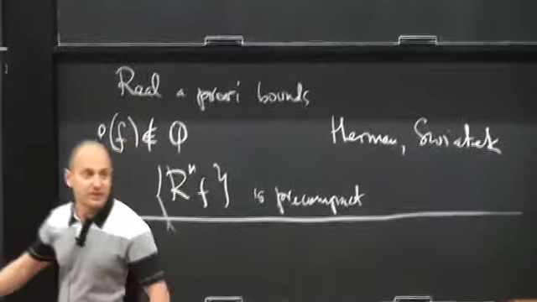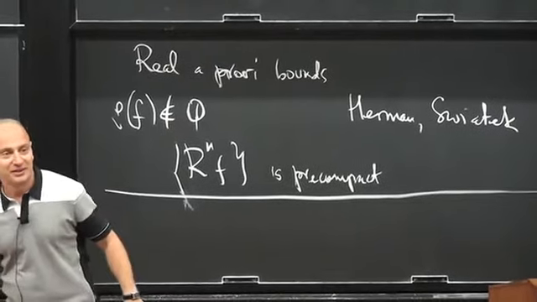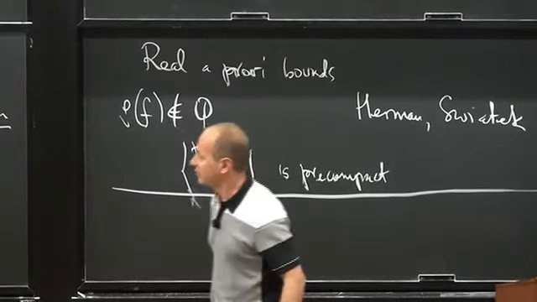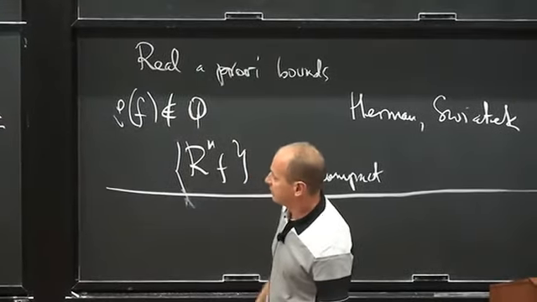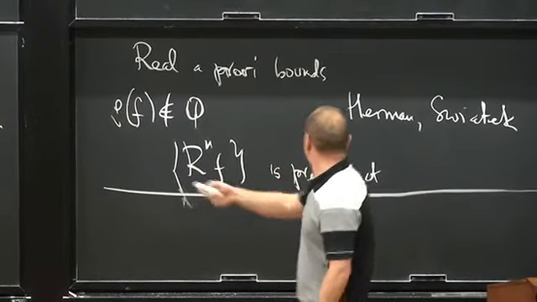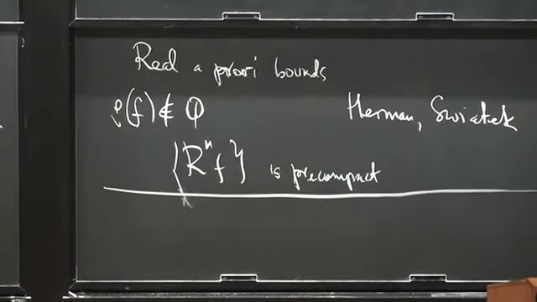Question: so in complex a priori bounds, the map F is just the initial setting? No, of course not. Sorry if I didn't make this clear. At this point, we're working with maps of the Epstein class.